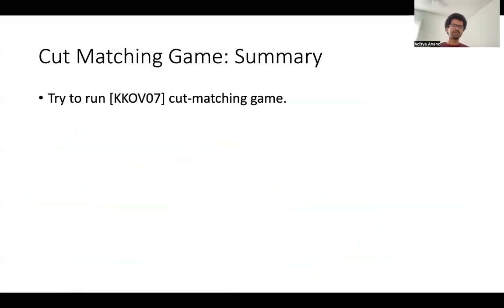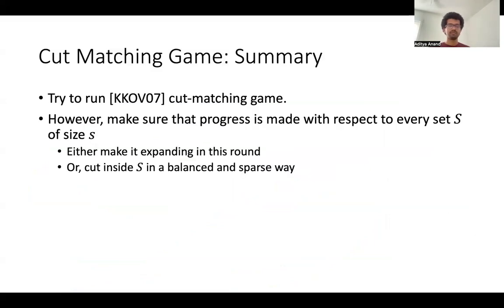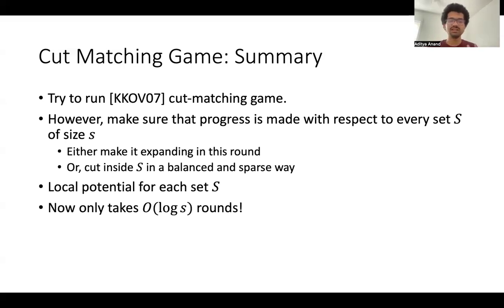So let me summarize. We try to run the KKOV cut matching game, but we make sure that progress is made with respect to every set in every round. Either you cut it unbalancedly, making it expanding in this round, or you cut inside it in a balanced and sparse way. And if you do, then that can't happen too many times because you set up this local potential. And the local potential is on S vertices, so it should take only log S rounds to converge.